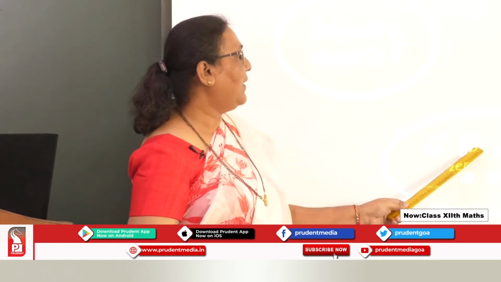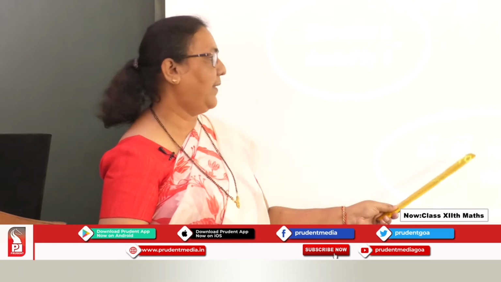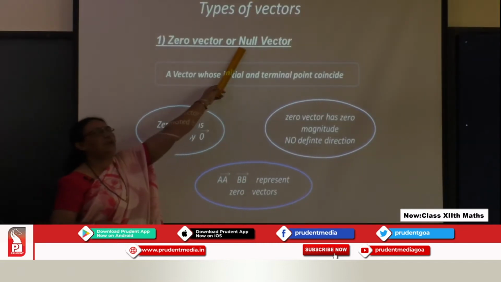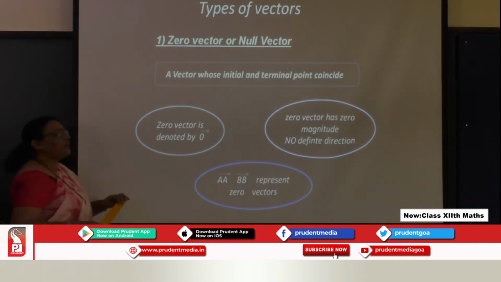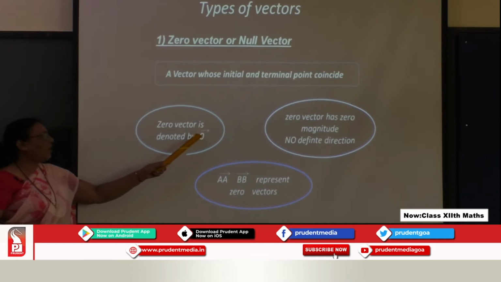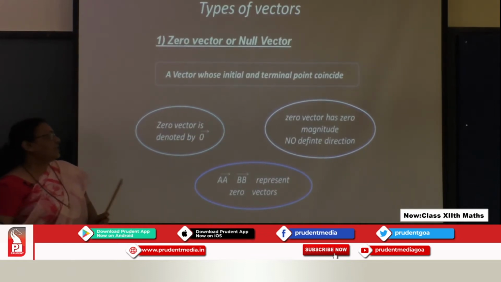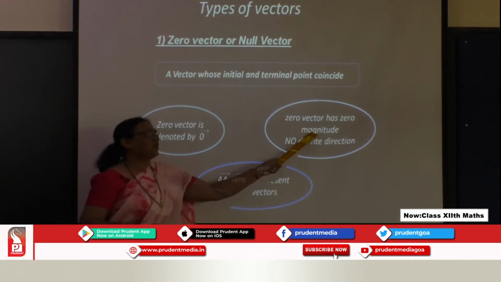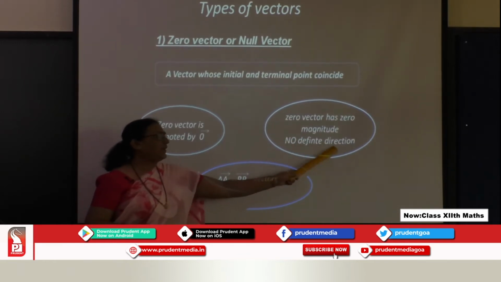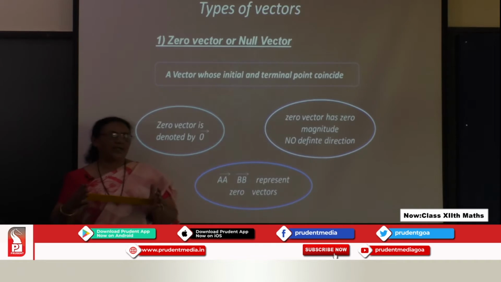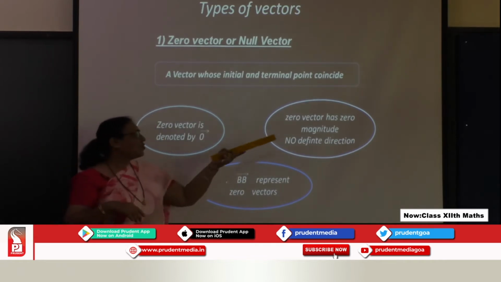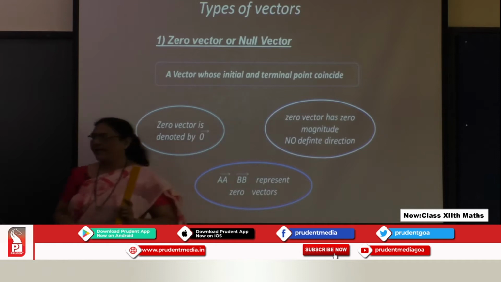Point B and it is B only. The starting point and the ending point both coincide. This type of vectors are called null vectors. Now the zero vector is always denoted by 0 with a bar on top of it. The zero vector has no magnitude and no definite direction. There is no direction. I am standing here only. I am not going this side or that side. So the zero vector does not have direction.